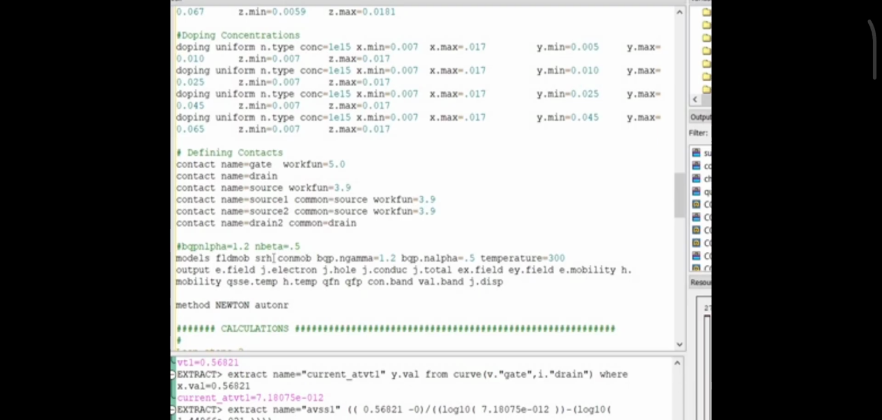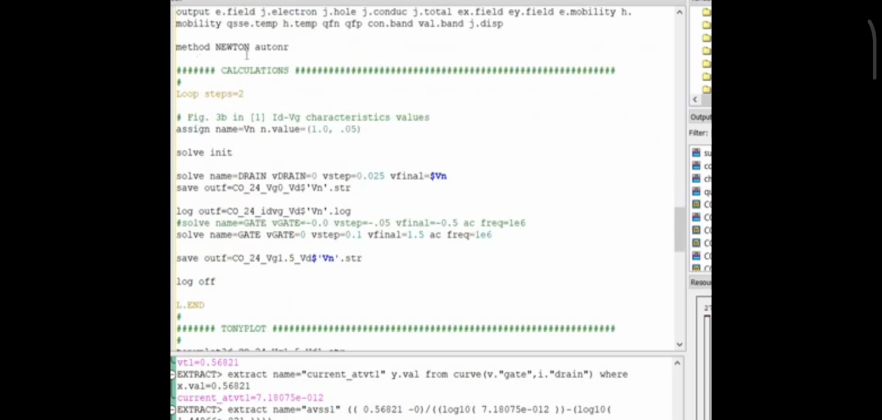Next is the models: field mobility, SRH, concentration mobility, BQP model. In the last video, I have already explained about the BQP model in detail and their values N gamma and N alpha at room temperature. Next is the output electric field. This code is used for getting the valence band, conduction band, electric field and potential etc. from the structure file.